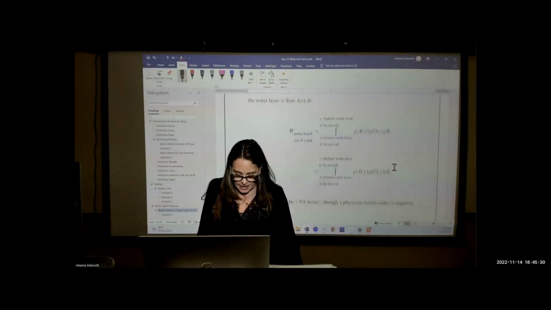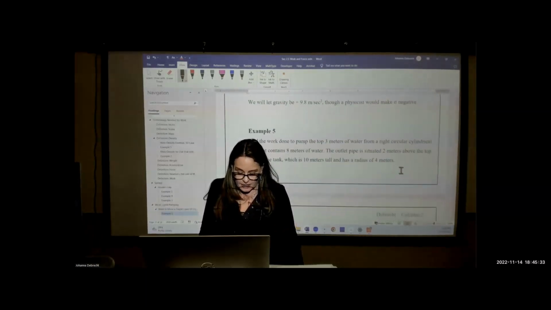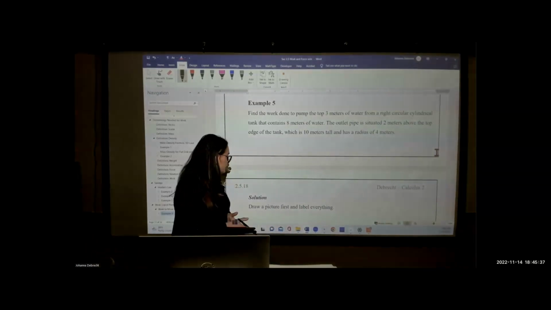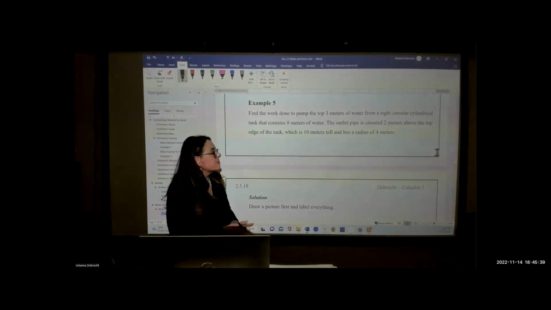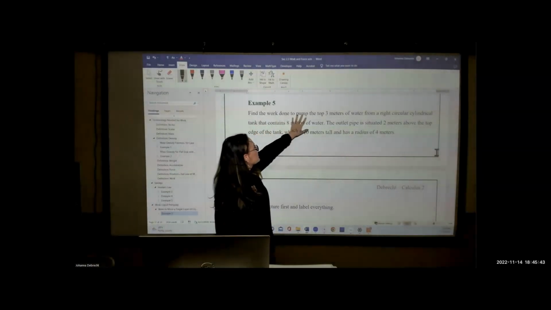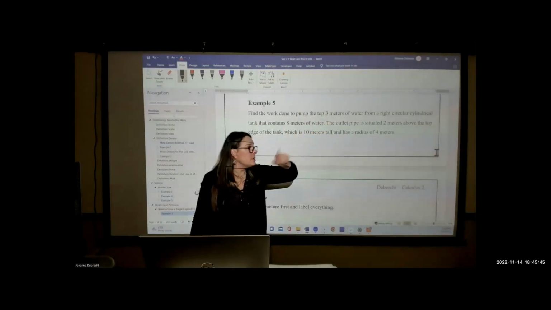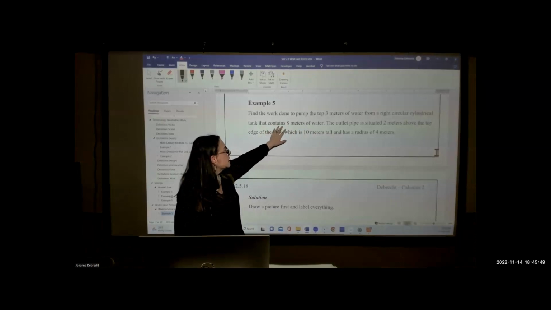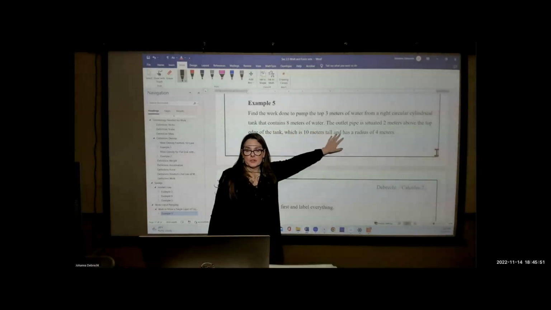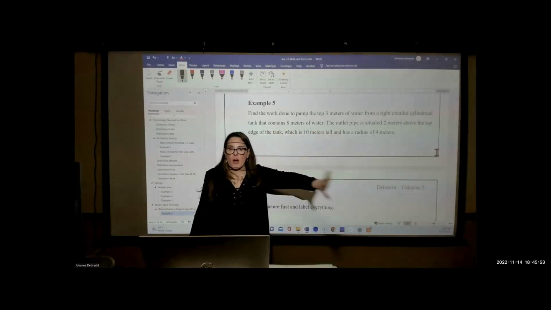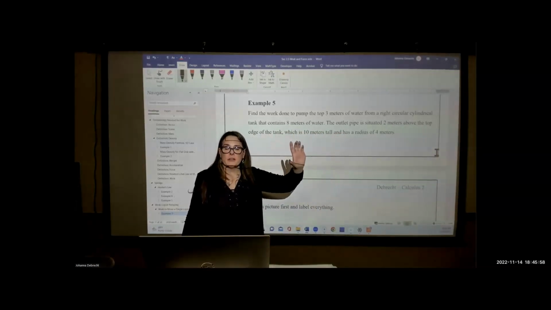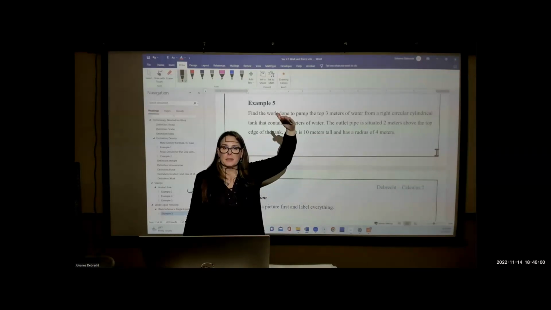So now what we have is an example. We want to work through this example. I have several different examples for you, and I've kind of talked you through these. First we want to find the work done to pump the top 3 meters of water from a right circular cylindrical tank. It contains 8 meters of water. So I'm not moving all the water out. I'm moving the top 3 meters out, so from 5 meters to 8 meters.